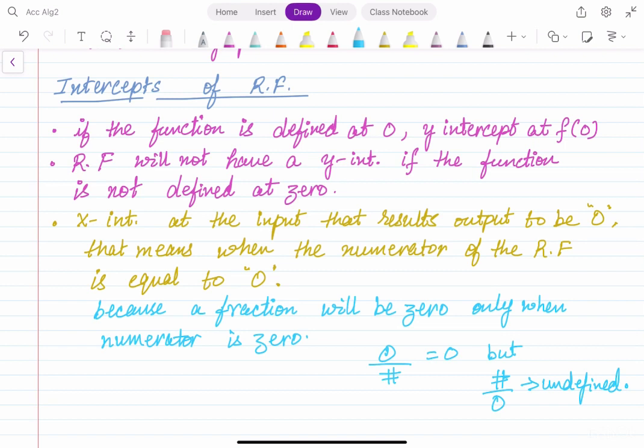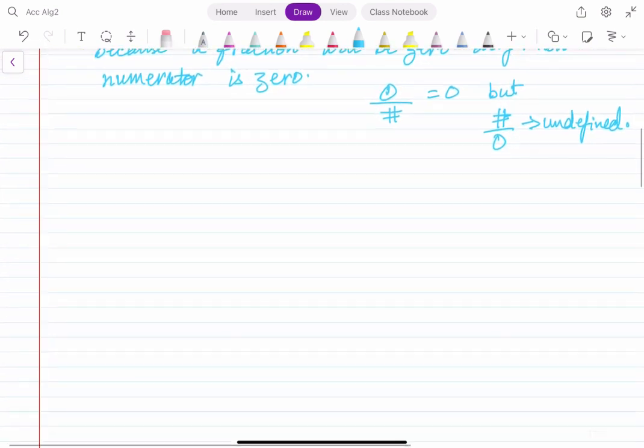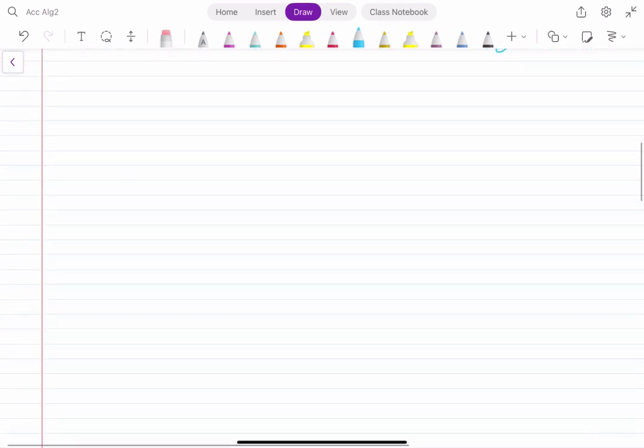If the function is defined at 0, the y-intercept is at f of 0, right? So a rational function will not have a y-intercept if the function is not defined at 0. A rational function is a quotient, numerator and denominator. For the x-intercept, the input that results in an output of 0 implies the numerator of the rational function is equal to 0. A fraction will be 0 only when the numerator is 0, but if 0 is in the denominator, it becomes undefined.